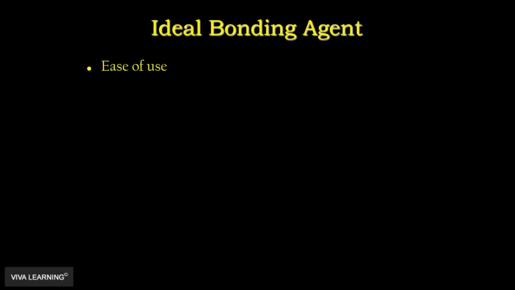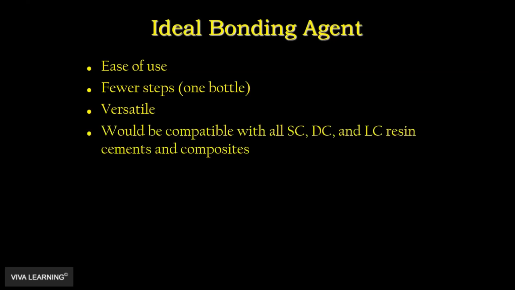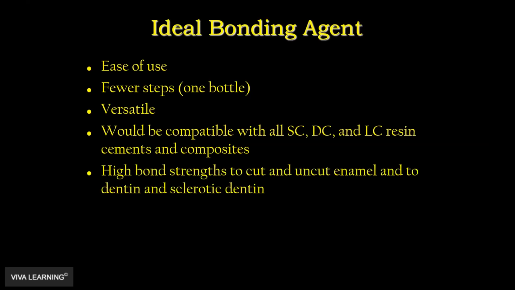So an ideal bonding agent, we want ease of use, and it doesn't get easier than one bottle. Fewer steps, doesn't get easier than one bottle. We want it versatile, and it doesn't get more versatile than being able to use it with every etching mode, okay, whether it's self-etch, total etch, or selective etch, and compatible with all self-cure, dual cure, and light cure resins and cements. We would want it to be that, and universal adhesives are. We want high bond strengths to cut and uncut enamel, and to dentin and sclerotic dentin, and we have that as well, depending on which etching mode you use. We want a low film thickness, which we have with universal adhesives, which won't interfere with the seat of a restoration.